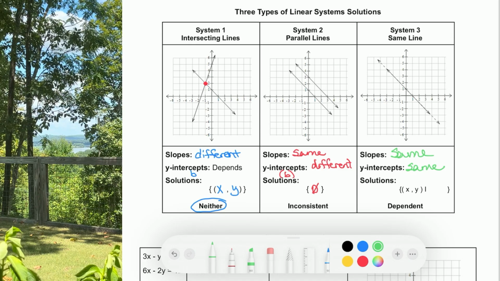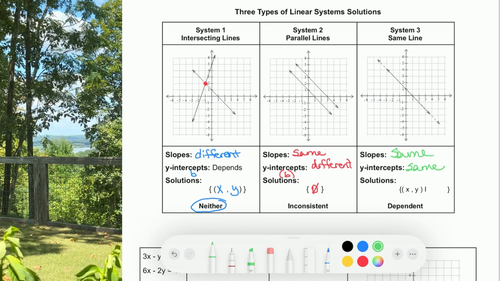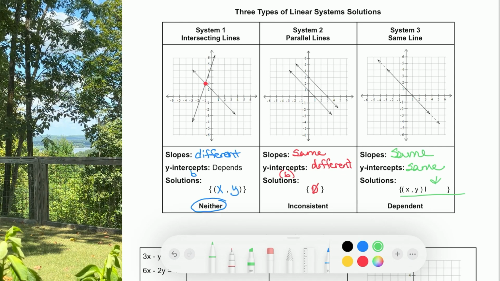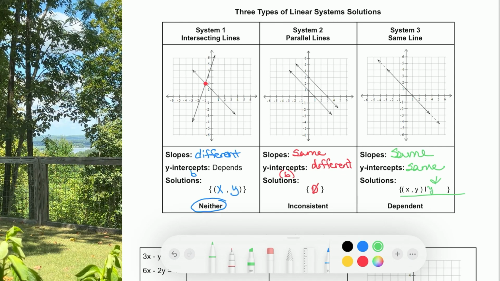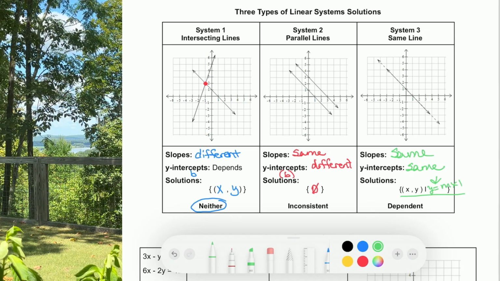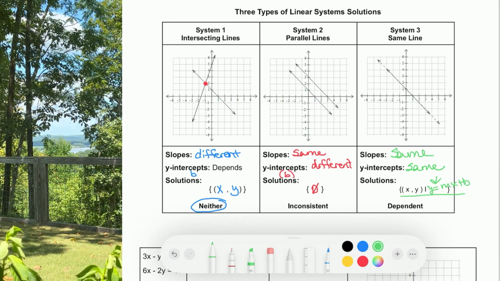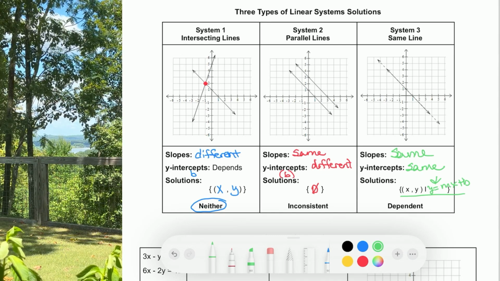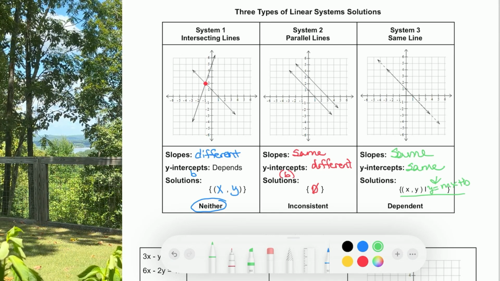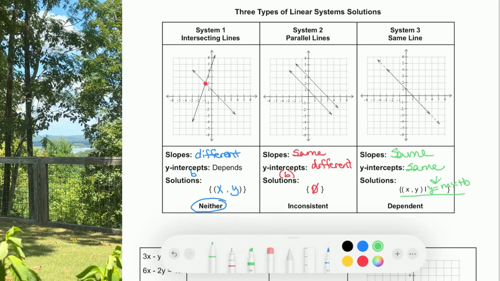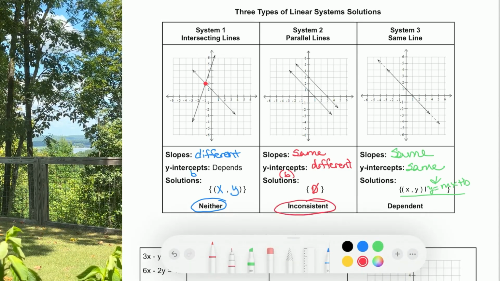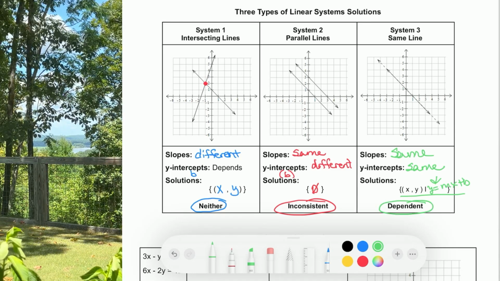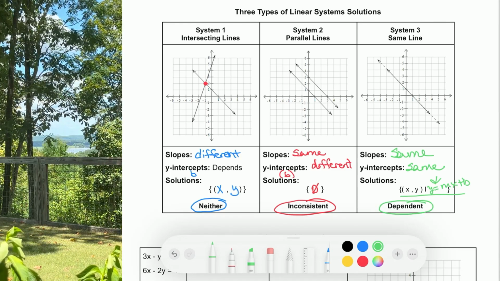So the way you would write your solution is like this, except in this location right here, you're going to put your actual equation. I'm going to put y equals mx plus b for now, just because I don't have an equation to plug in there. But you would actually put the equation and your answer would look like that. All right, so on system 1, we said it's neither. On system 2, it would be labeled inconsistent. And then on system 3, it would be dependent. Dependent because they are the same line. All the solutions are dependent on each other, okay?